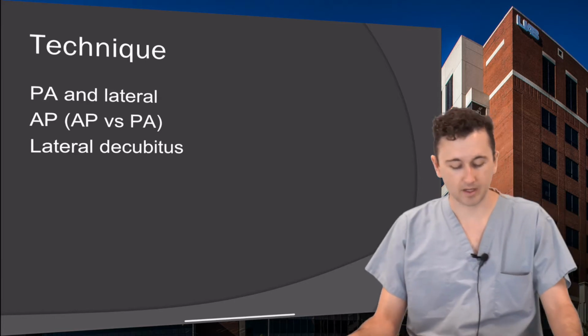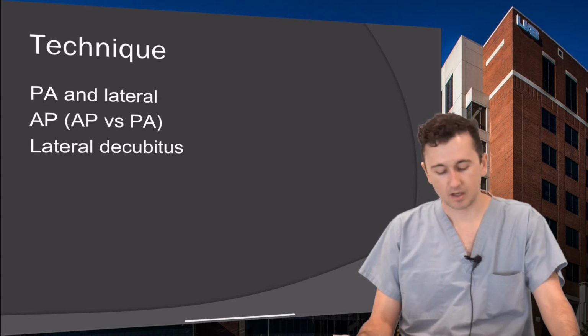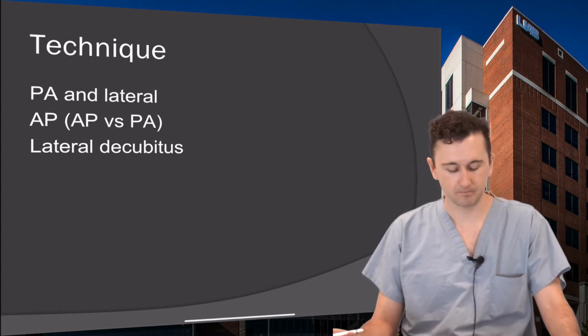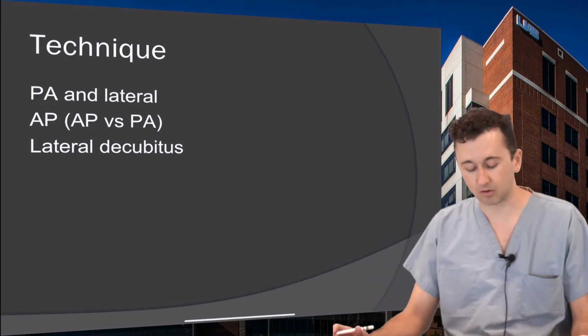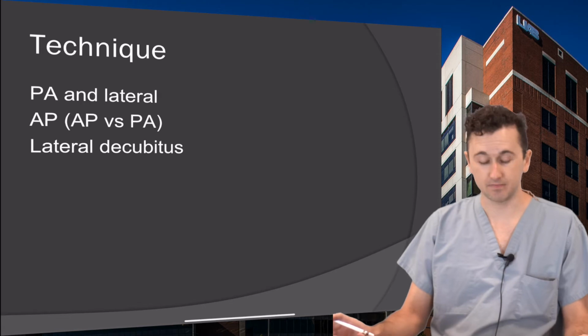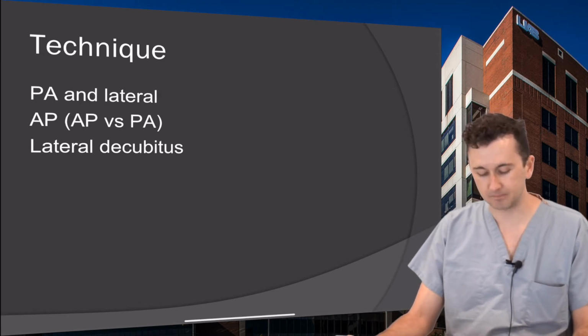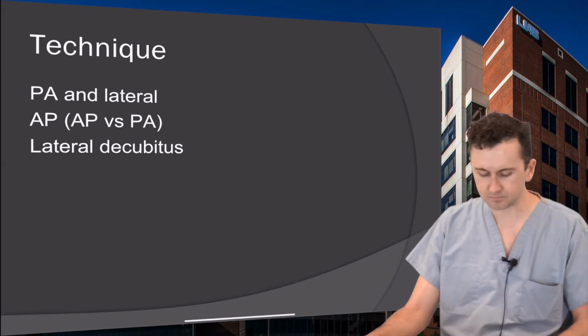All right, so when it comes to chest x-rays, there are really three different flavors. Far and away, the gold standard is what we call a PA and lateral film. We'll go into each of these in a little more detail. So you have the PA and lateral, and then you have an AP film, and we'll talk about the difference between AP versus PA. And then lastly, we have what's called a lateral decubitus film.